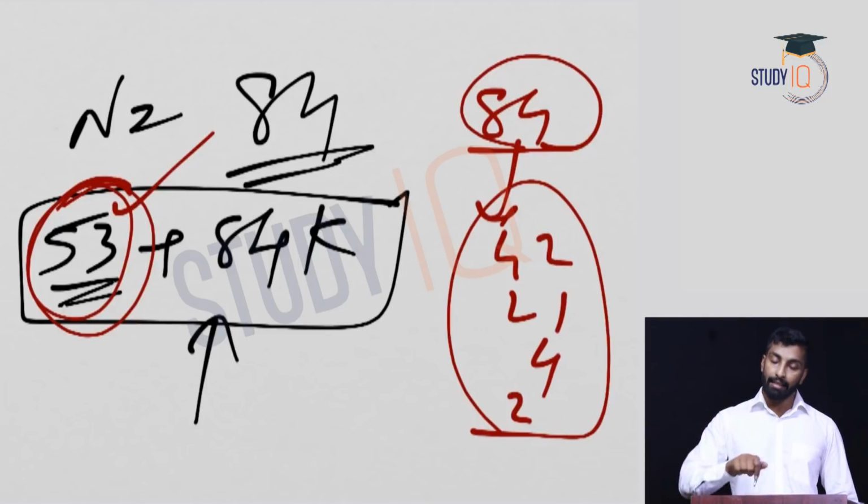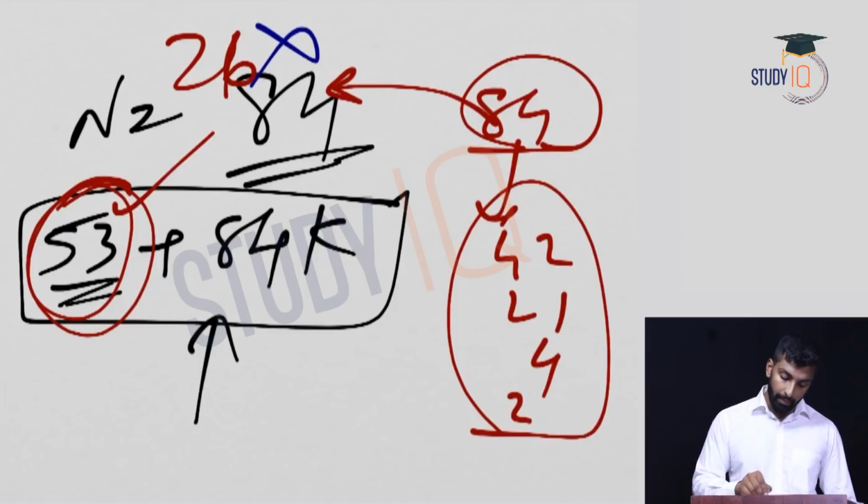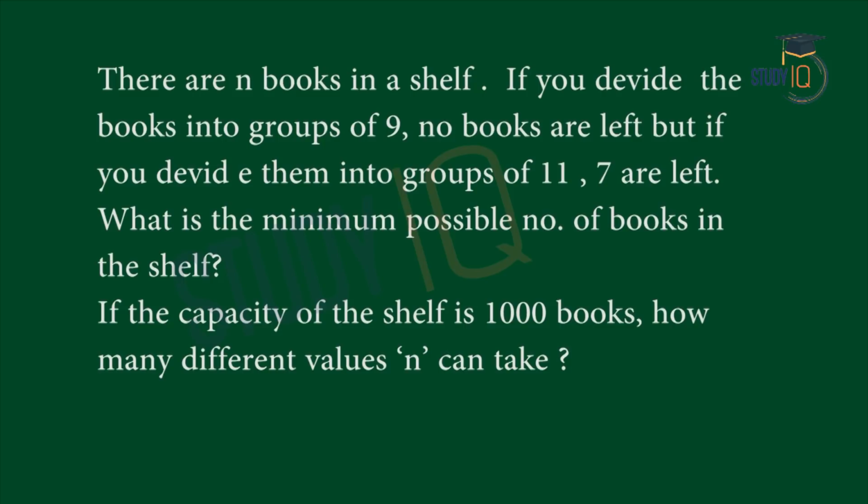But if I take any number other than a factor of 84, let's take 26, what is the answer? The answer is nothing but cannot be determined. You cannot determine it because you get different remainders for different numbers.